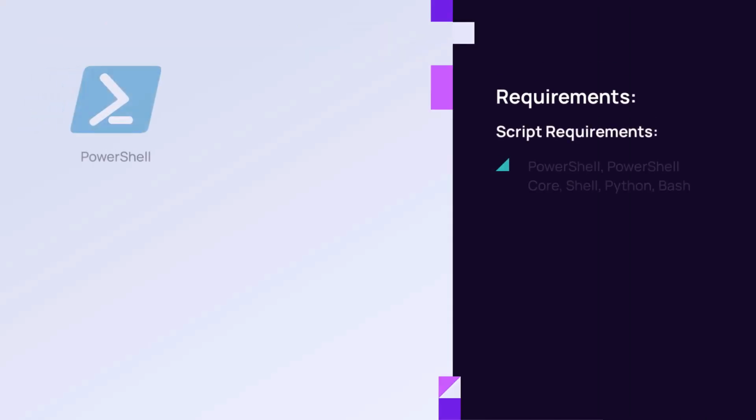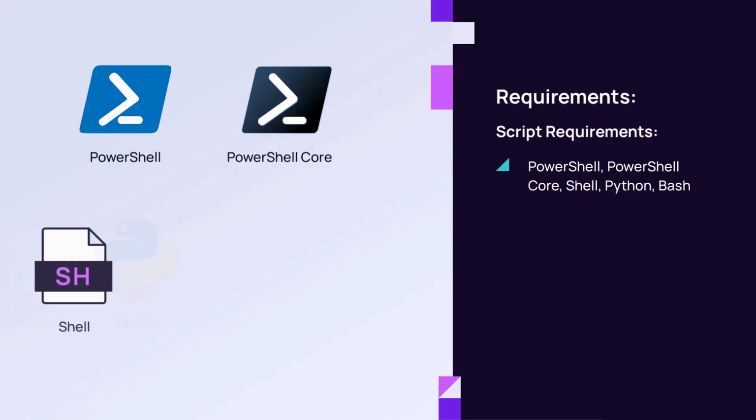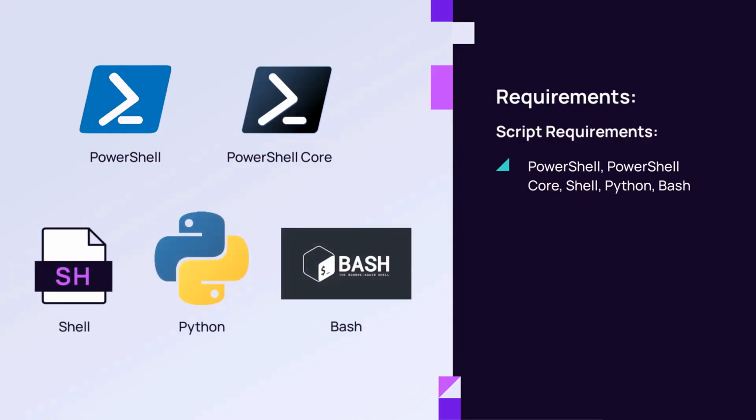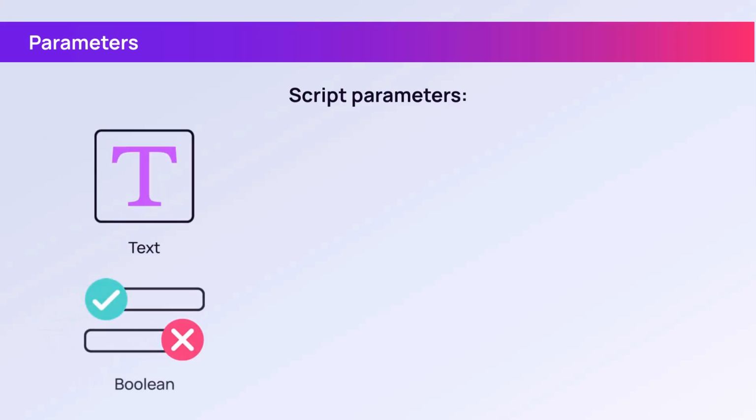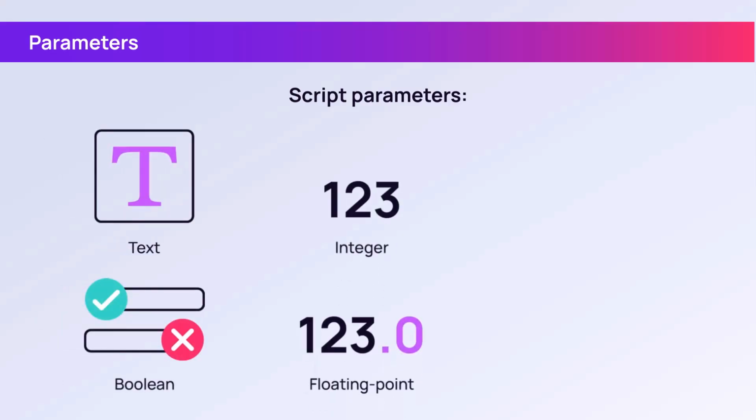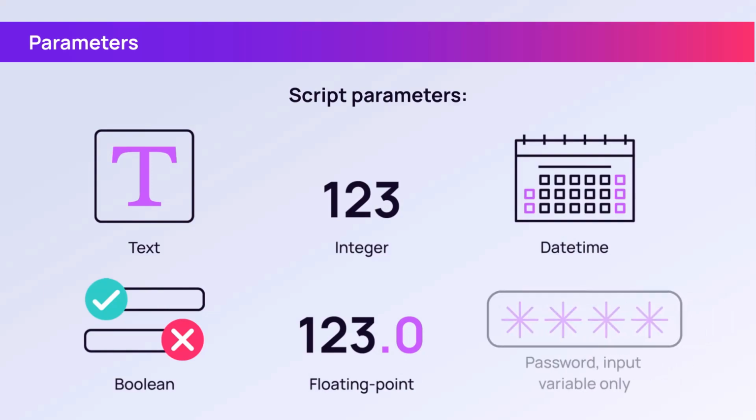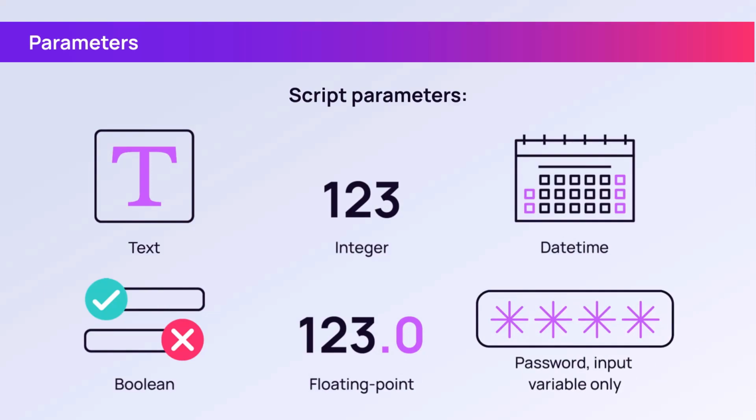Create scripts in PowerShell, PowerShell Core, Shell, Python, or Bash, and upload them to the repository. Scripts must not exceed 1 megabyte, and may not include executable or installable content. Script parameters may include the following variable types: text, Boolean, integer, floating point, datetime, and password as an input variable only.